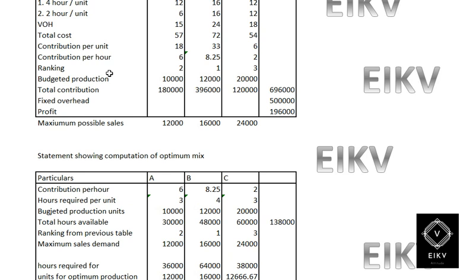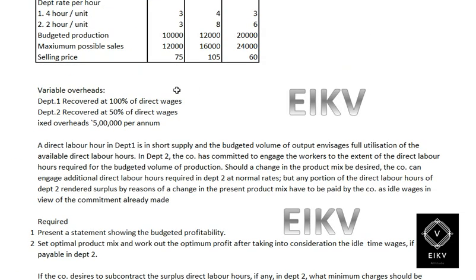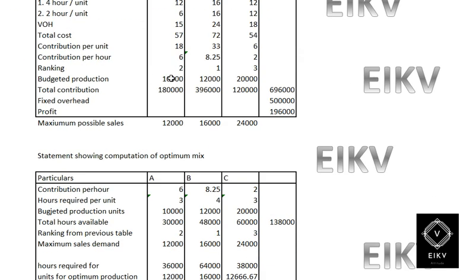Now they have asked us to compute the profitability statement. So here we need to take the budgeted quantity first. Budgeted quantities are 10,000, 12,000 and 20,000. Then we need to multiply the budgeted contribution per unit by budgeted production. We will get the total contribution as 1,80,000, 3,96,000 and 1,20,000. And when you take the sum of these contributions, we will get 6,96,000, minus the fixed cost of rupees 5 lakh. Then you will get a profit of 1,96,000.